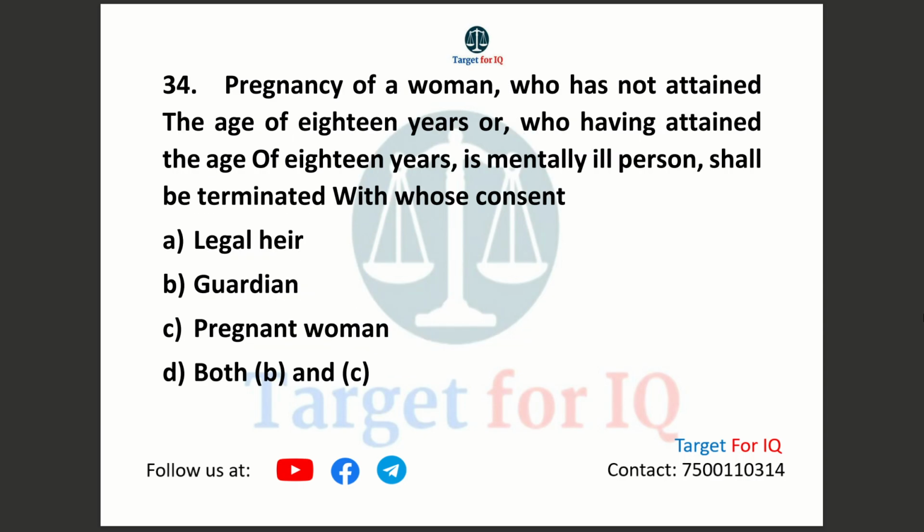Question number 34. Pregnancy of a woman who has not attained the age of 18 years or who, having attained the age of 18 years, is a mentally ill person shall be terminated with whose consent? Option A, legal heir. Option B, guardian. Option C, pregnant woman. Option D, both B and C. So the correct answer to question number 34 is option D. That is both B and C, both guardian and pregnant woman.